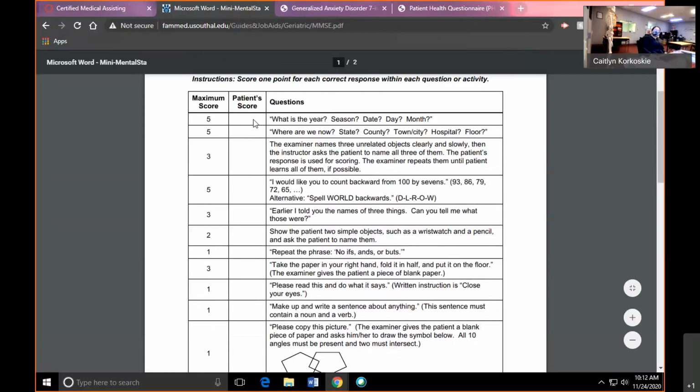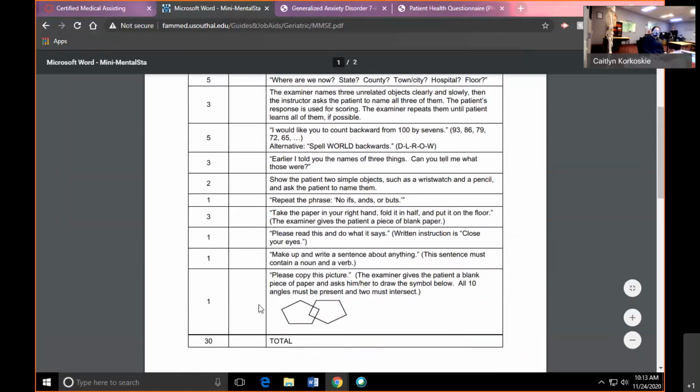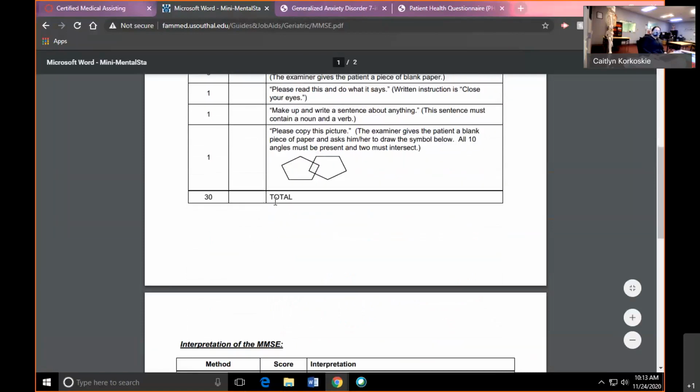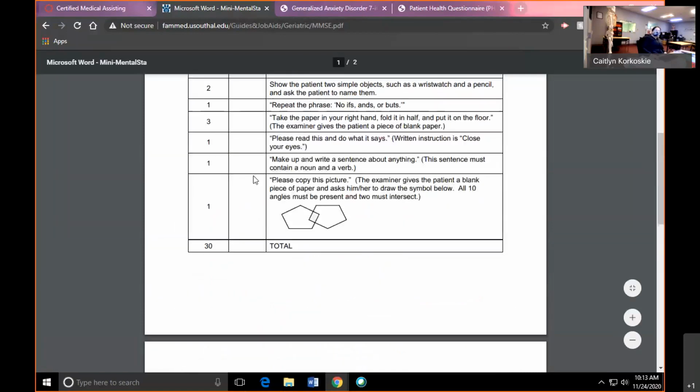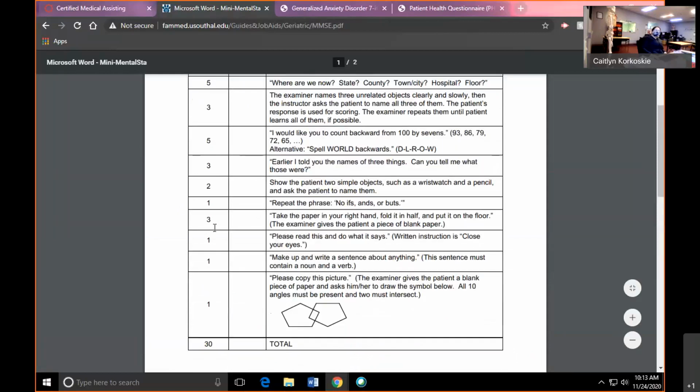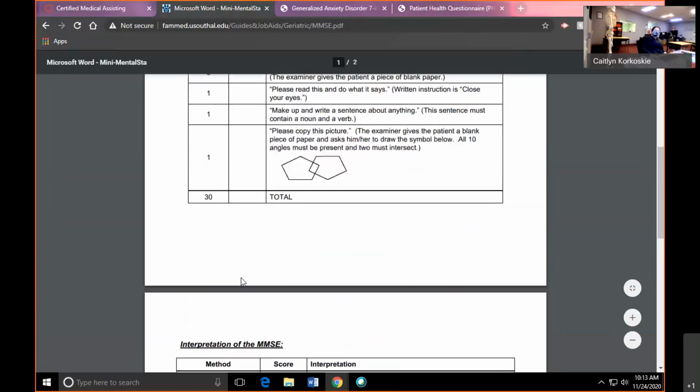So maybe this one they got 3 right, maybe this one they got all 5 right. Maybe this one they got all 3 right, but when they were called back, they only got 1 right. So as you're doing these questions, you mark what their score was and then put their total here. It's a maximum score of 30, and whatever they got wrong, you just subtract from 30, and that'll tell you their total score.